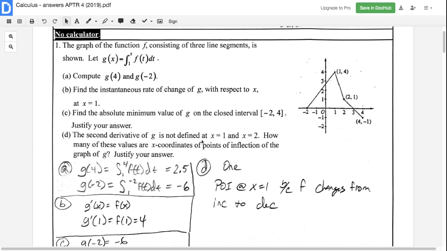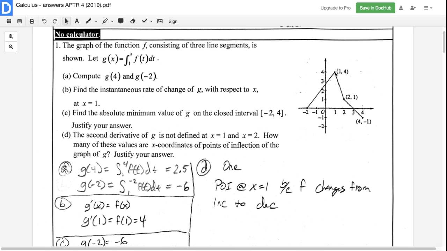Second derivative of g is not defined at x equals 1 and 2. So there's x equals 1 and there's x equals 2. Notice we have a cusp there, so that's why it's not defined. Then it asks how many of these values are x coordinates of points of inflection of the graph of g. Points of inflection occur when the derivative changes from increasing to decreasing or decreasing to increasing.